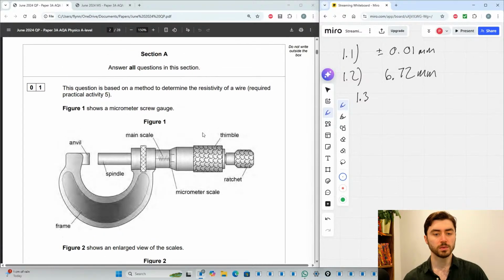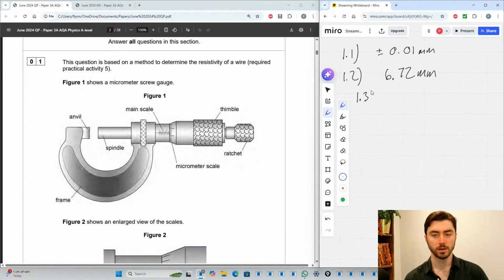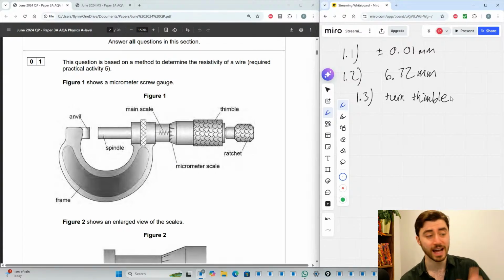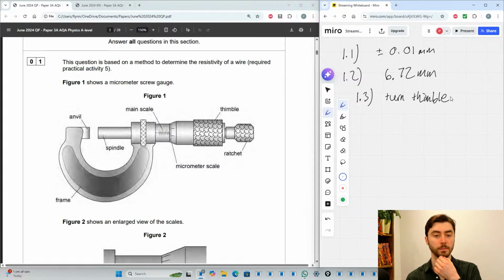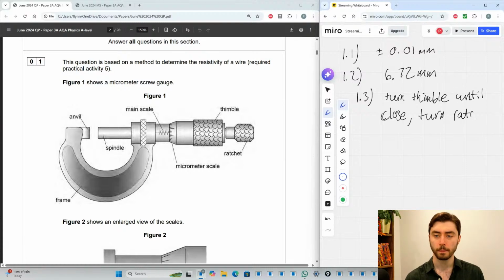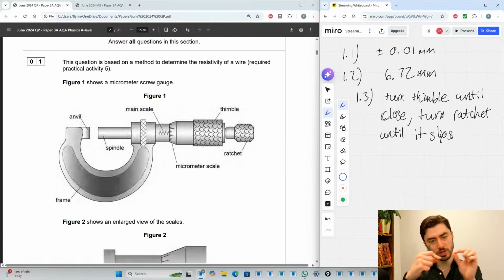So what you do is you turn the thimble until you're kind of close. I don't know the exact wording on this, but you turn the thimble until you're close or kind of in contact, but you don't want to overscrew it. And then you turn the ratchet until it starts to click. So: close, turn ratchet until it clicks, or it slips. And what that does is it prevents you from pushing the spindle in too far.